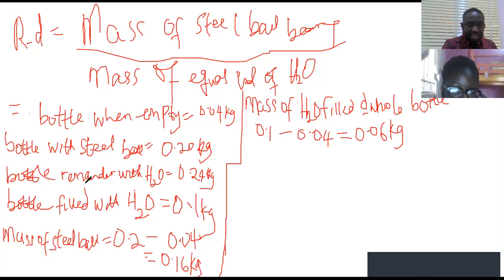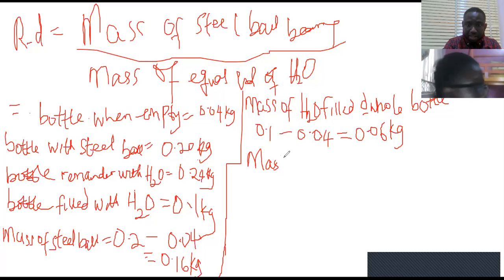they said the bottle remainder with water and the same bottle with steel ball. Bottle remainder with water. Now, we still need to get the mass of this water. Remember, we need to get the mass of this water here. When they said the bottle was remaining with water and the bottle with steel ball, for us to get the mass of this water here, because this mass here is the mass of the bottle and the water. But now we need the mass of this water. The mass of this one will be 0.24 minus 0.20. Do you understand that? Yes.